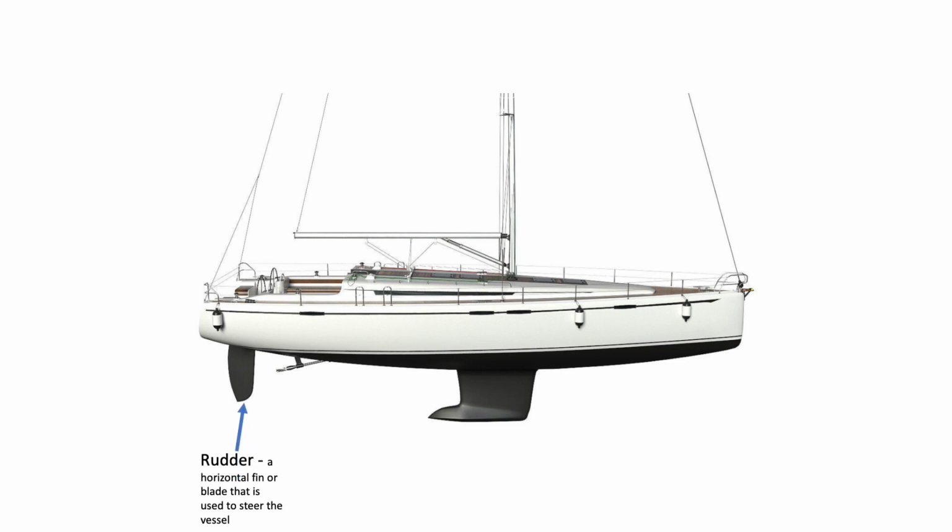The rudder is a horizontal fin or blade that is attached to the stern of a boat and is used to steer the vessel. It is typically mounted on a pivot and can be rotated by the helmsman using a tiller or steering wheel.